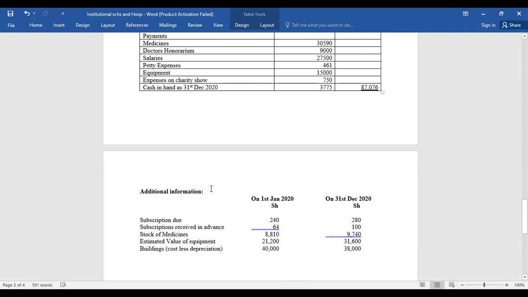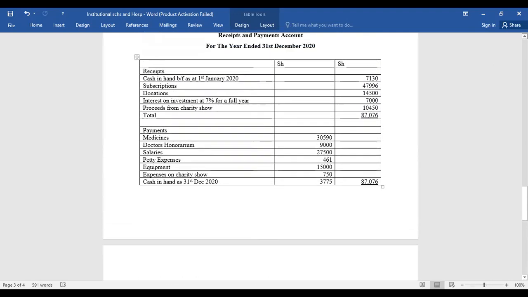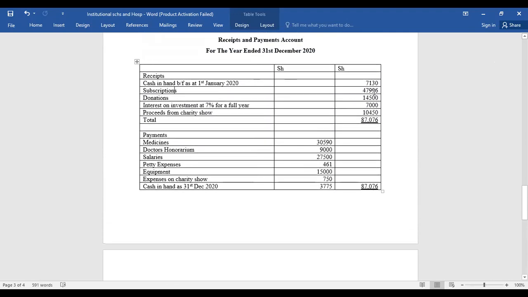Like you've been given the subscriptions. So we had the subscriptions that are in the statements, the 47,996, and this is the figure that we need to adjust to know the subscriptions that will be related to this particular year of operation. So allow me to go back to the Excel.